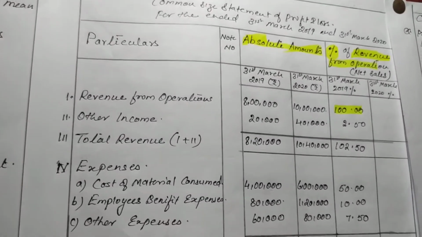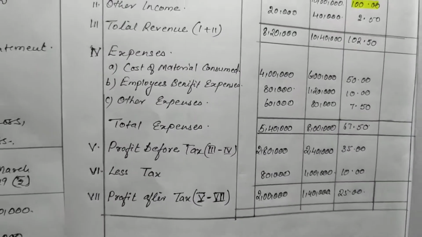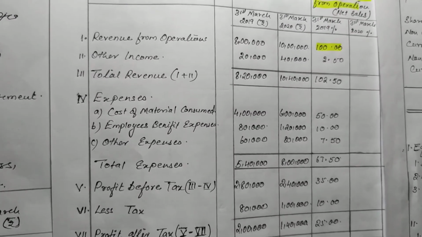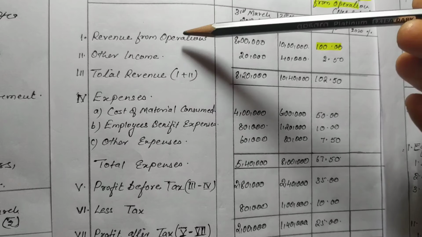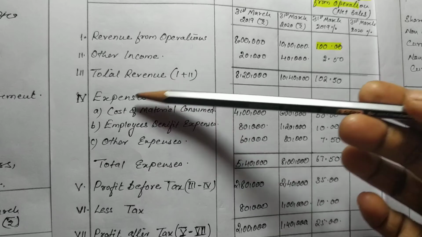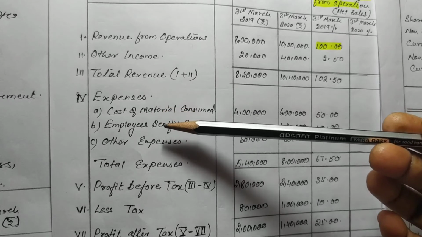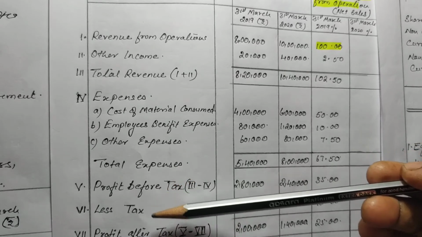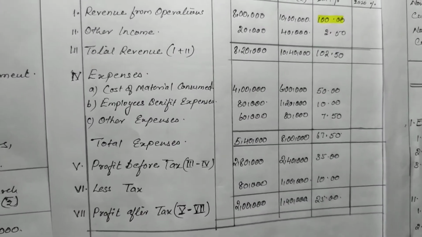Okay, so the first and foremost thing we have to do is prepare the format. What is our format for the statement of profit and loss? Do you remember it? First we write revenue from operation, then other income, then total revenue. Then expenses. What all expenses are given? Cost of material consumed, employee benefit expenses, then we do the total expenses, then profit before tax, less tax, then profit after tax. So this figure is to be placed from the question.